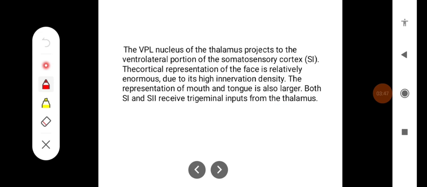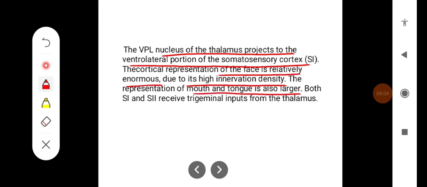The VPM nucleus of the thalamus projects to the ventrolateral portion of the somatosensory cortex. The cortical representation of the face is relatively enormous due to its high innervation density. The representation of mouth and tongue is also larger. Both somatosensory 1 and somatosensory 2 receive trigeminal inputs from the thalamus.